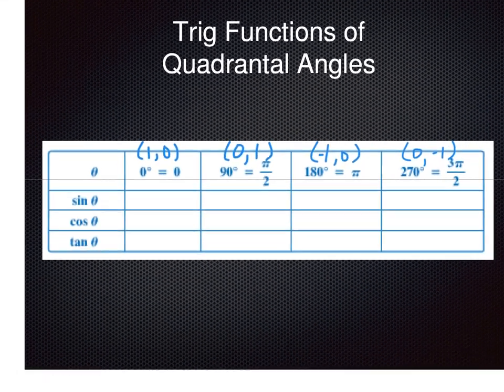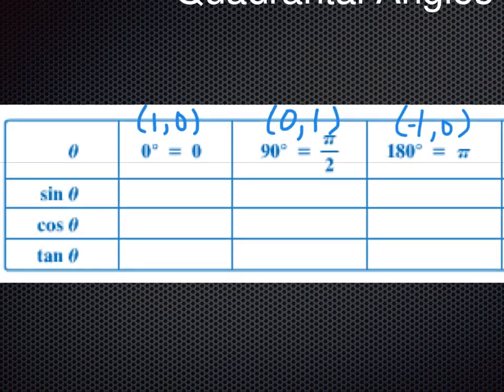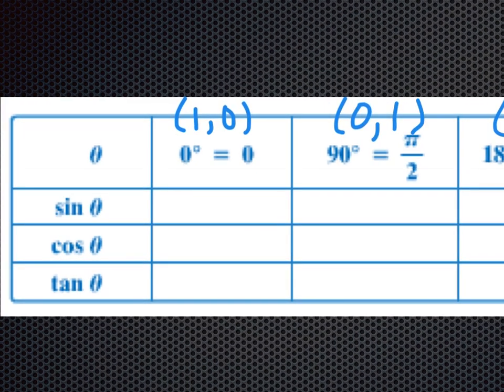So if they ask for the quadrantal angle, you should know this, but you can figure it out. What is the sine of the quadrantal angle? What's the x? What's the y? 0. So my sine is 0. What's the cosine? 1. My tangent is what over what? Y over x. So 0 over 1, which gives me 0, correct?